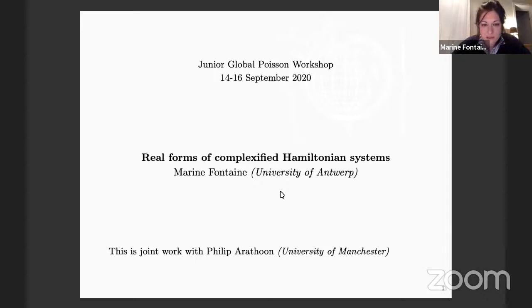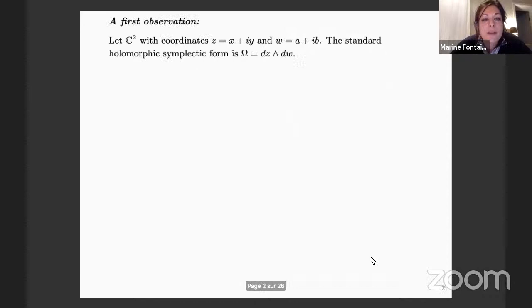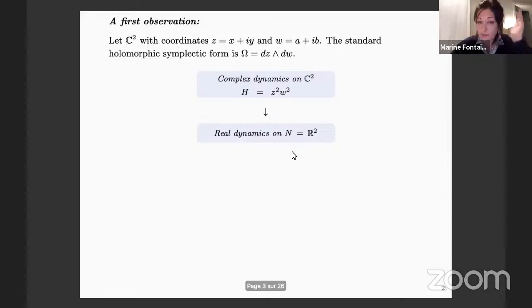I cannot change my slide. Okay, that's fine. I will start with this example. You are on C2, you take complex variables, and you have a holomorphic symplectic form. Now you take just a random complex Hamiltonian, and we would like to obtain a dynamical system on a real form. A real form is a totally real submanifold of half dimension. So in C2, it will be a copy of R2. But there are several copies of R2 in C2, and we would like one on which the Hamiltonian is real.